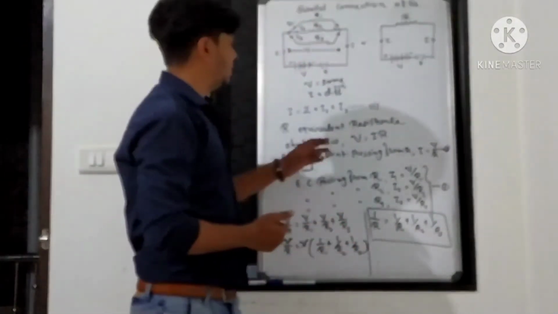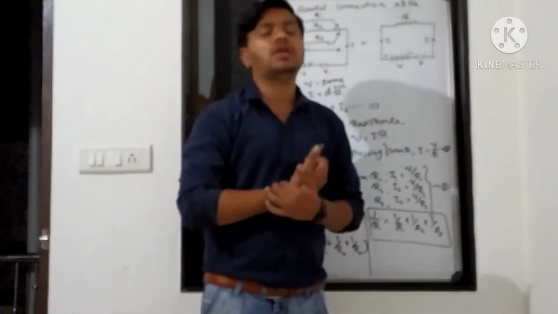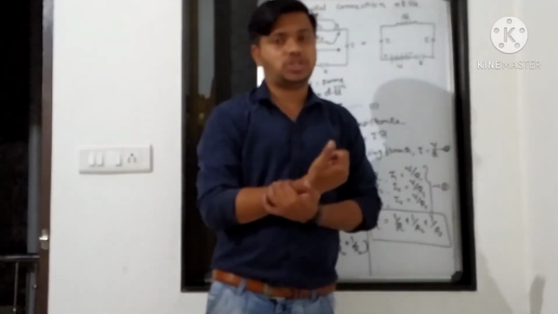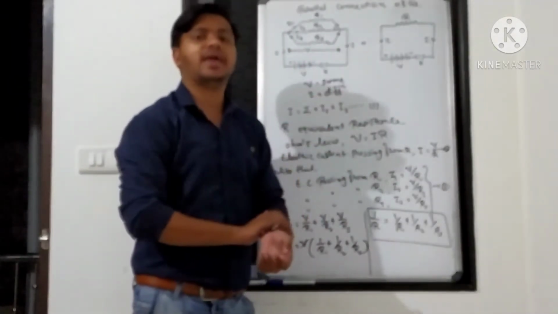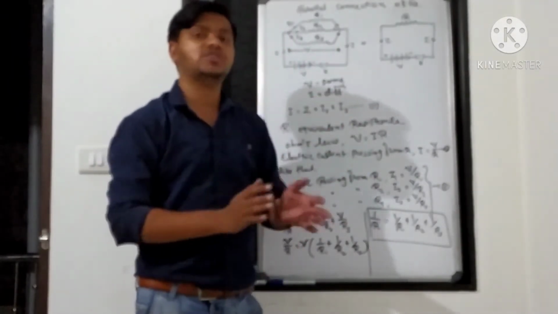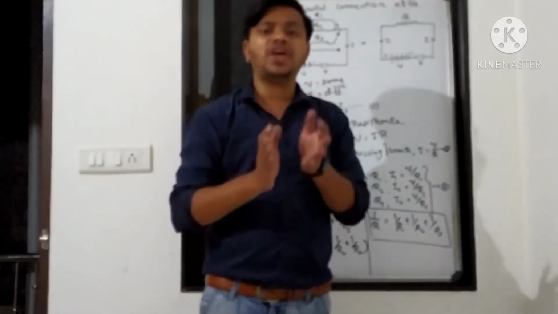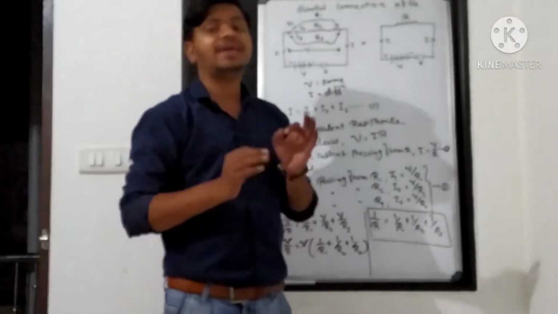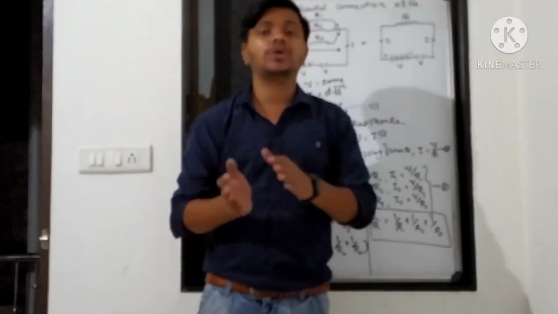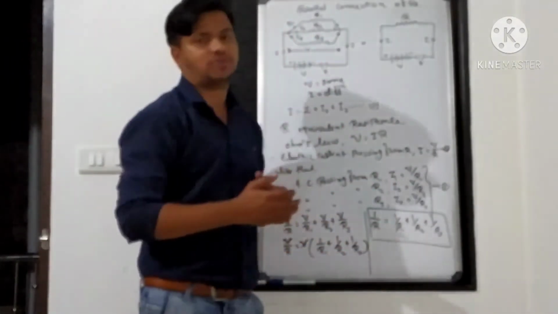Once again we will see it. What is the parallel connection of resistors? When two or more resistors are connected in a circuit in such a way that the ways for electric current are more than one, but the voltage drop in each resistor is the same, then you can say that it is a parallel connection of resistors.